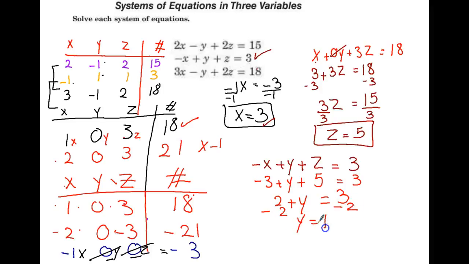y equals 1. So the answer should be, in parentheses, the values of x, comma y, comma z. It's going to be (3, 1, 5). And that should be your final answer. Let's do one more question.